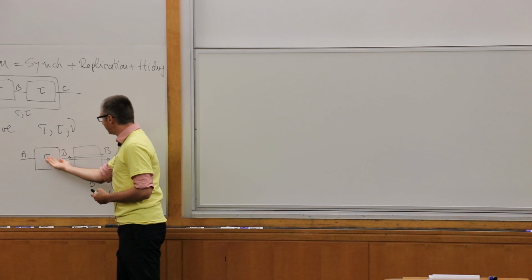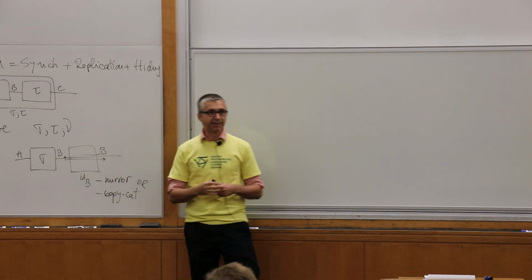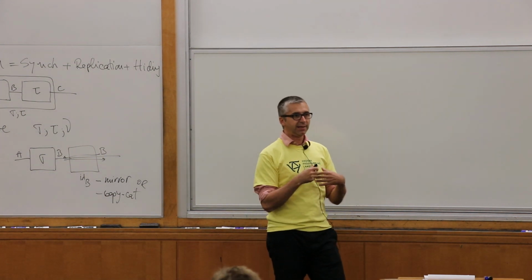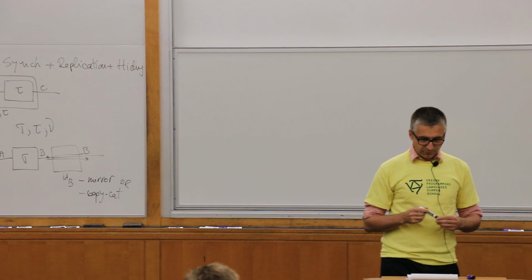And that's exactly the role the copycat is playing. It's trying to mirror the actions of a strategy in such a way that the composition with it is invisible. It doesn't have any effect on composition.